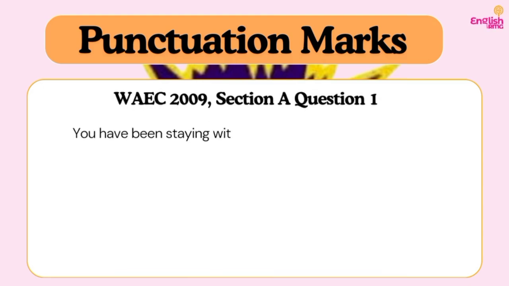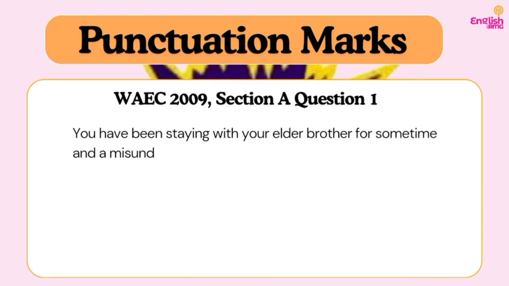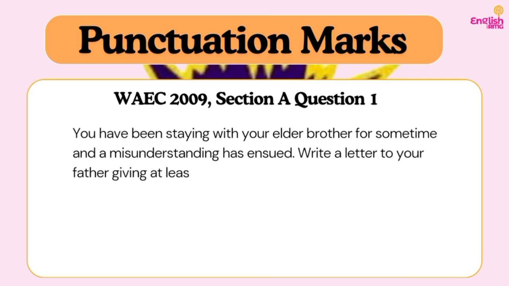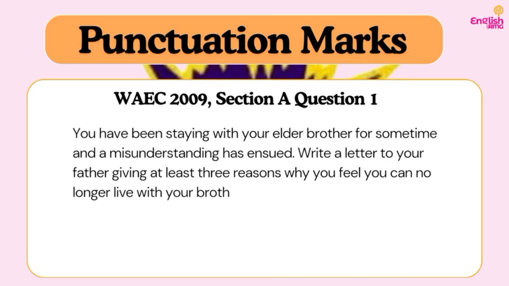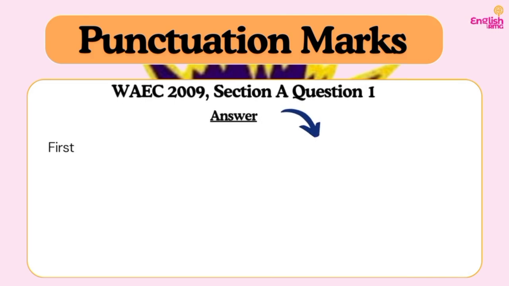So now let's look at how we can use this practically in the examination. We have a question from WAEC 2009, Section A, Question 1, and it reads: You have been staying with your elder brother for some time, and a misunderstanding ensued. Write a letter to your father, giving at least 3 reasons why you feel you can no longer live with your brother. This is a question from your WAEC past questions, and from what I've read, you could tell that it is an informal letter because you are writing it to your father about your elder brother. So let's see what I've come up with.